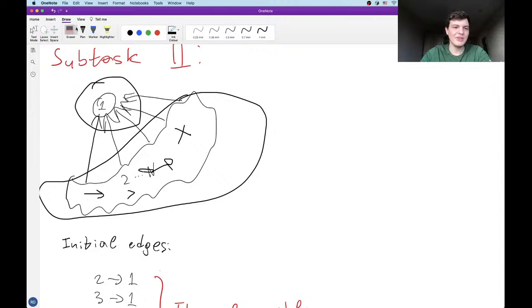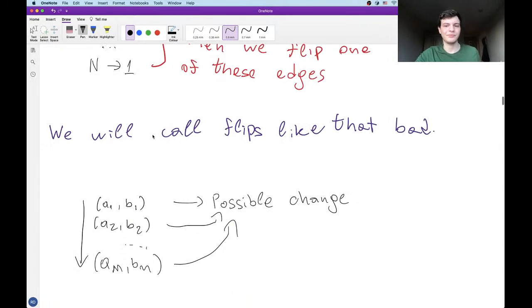Well, you can notice that the graph will still not be strongly connected, because right now we have 1, from which we can't reach anything else. So the graph is definitely not strongly connected. And if you flip one of the edges that aren't from 1 to something else, you're fine. But the problem comes when you flip one of these edges. Let's look at what happens now.